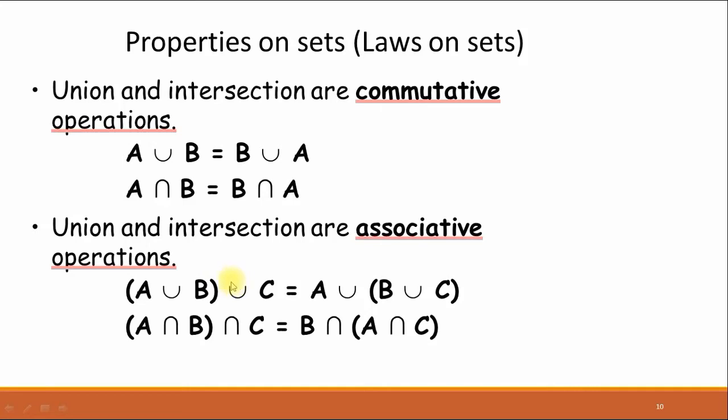Now the associative law of sets with respect to union and intersection. For three sets A, B and C, the associative law with respect to union can be written as (A union B) union C is equal to A union (B union C), and the associative law with respect to intersection can be written as (A intersection B) intersection C is equal to A intersection (B intersection C).